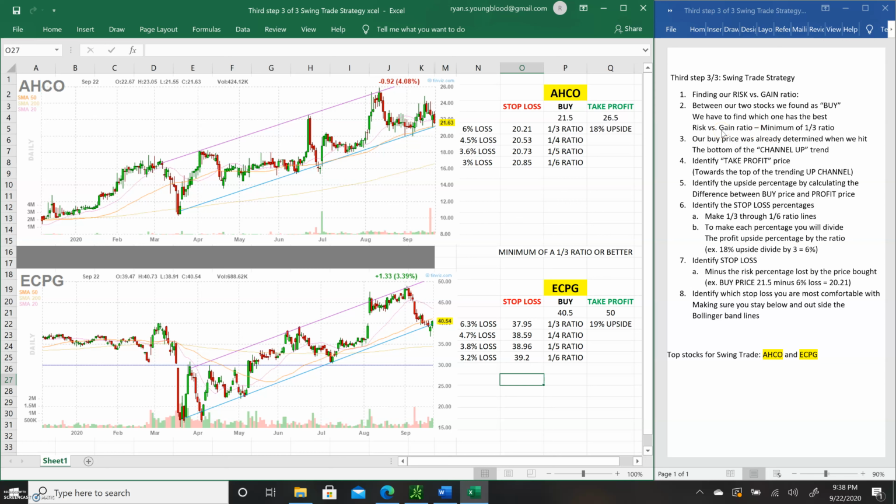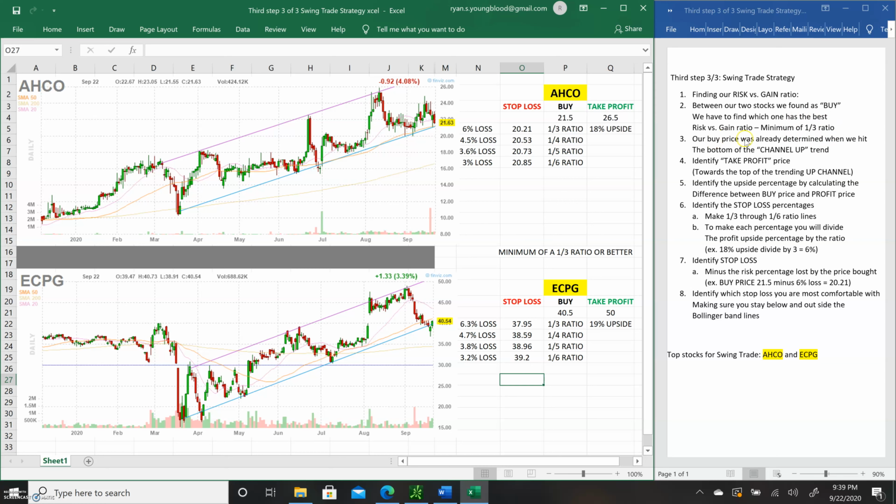we have to find which one's the best. Maybe both of them. Maybe one's a lot better than the other. But that's what we're going to do. We're going to figure out our ratio for risk versus gain. And another reminder, we want a minimum of 1/3 risk ratio.